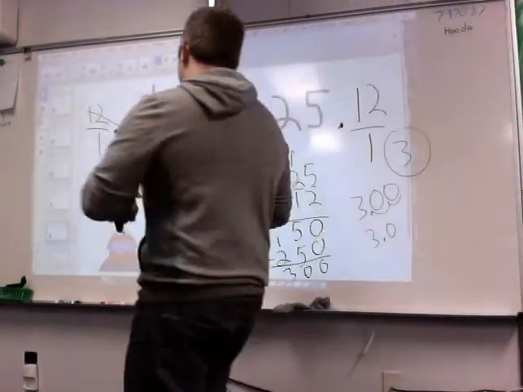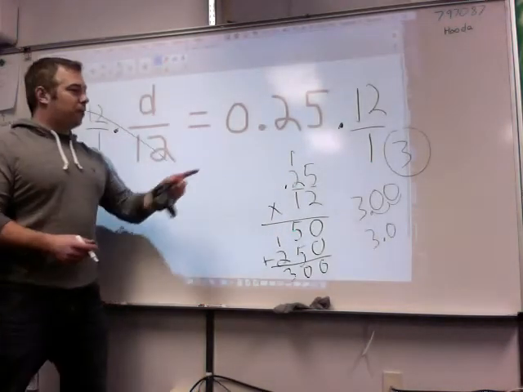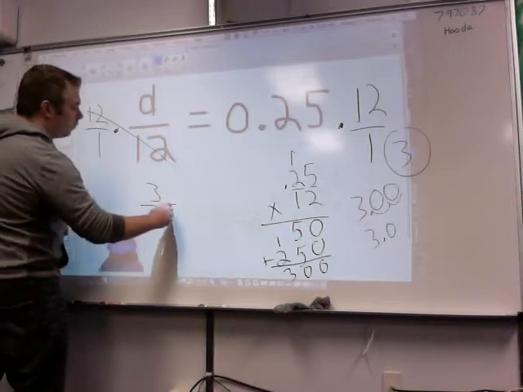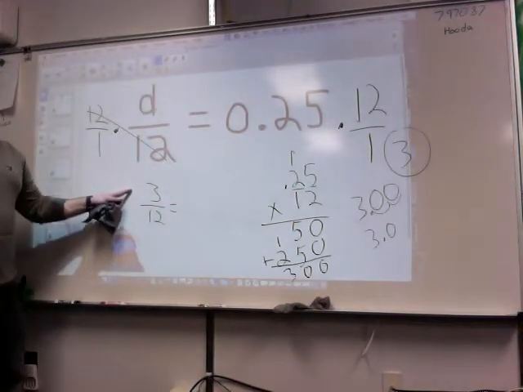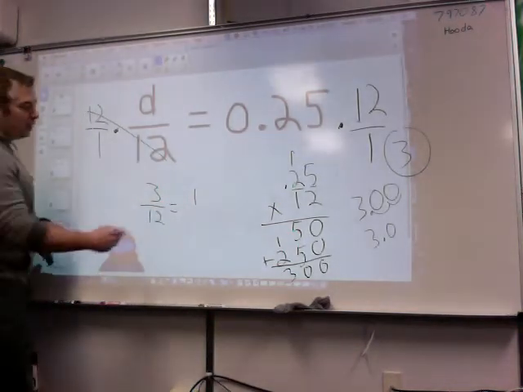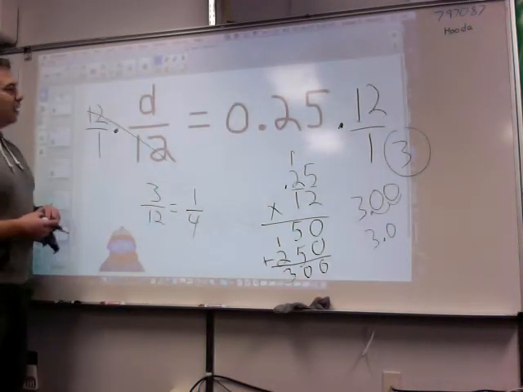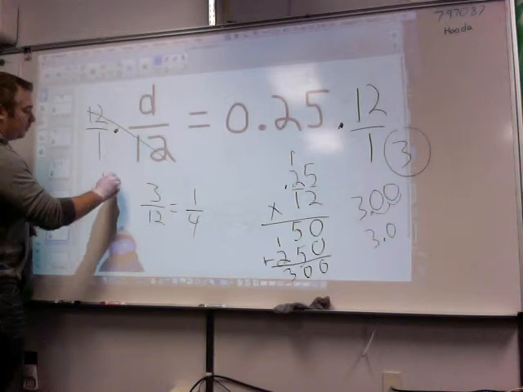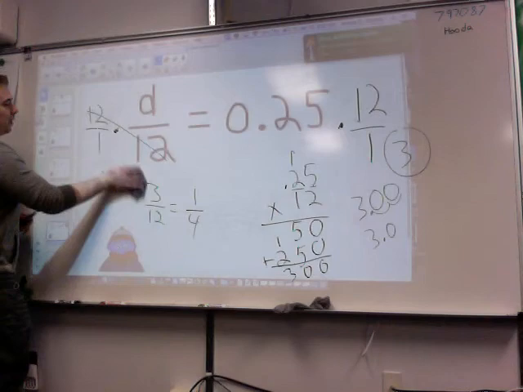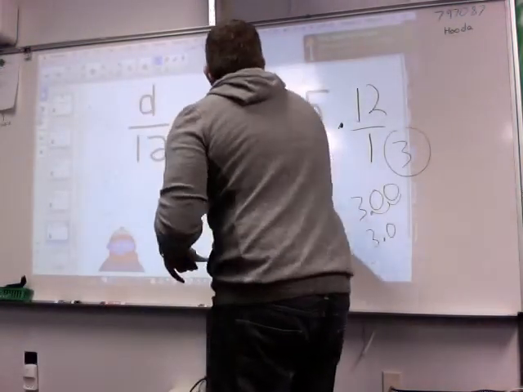So, if I have 3 over 12, does that equal 0.25? Well, 0.25 is 1/4. We can check 3 over 12. Does that equal 1/4? Greatest common factor is 3. 3 divided by 3 equals 1. 12 divided by 3 equals 4. So yes, I checked my work this time. d equals 3 is the correct answer. All right? Good job, Mr. Murphy. Well, thank you, everyone. I try my best sometimes, even on this Friday morning when I'm ready for the weekend.